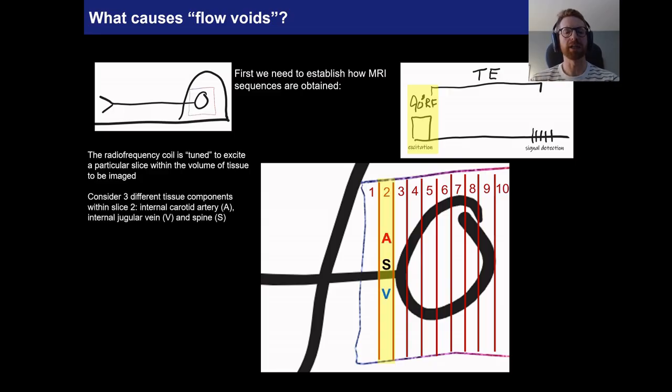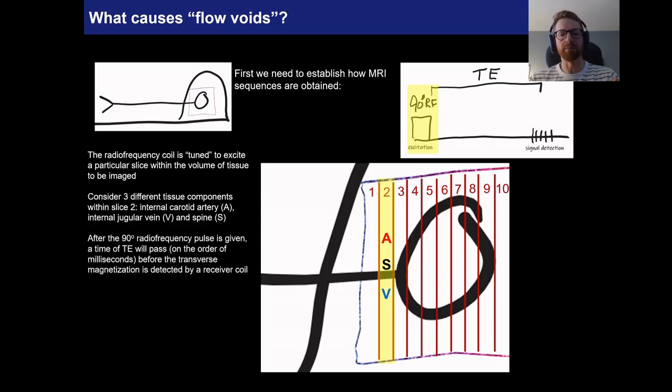And let's just consider 3 components in this slice. The internal carotid artery, which we'll abbreviate as A, the internal jugular vein, which we're going to abbreviate as V, and the spine, which we'll abbreviate as S. So those are the only 3 things that now have transverse magnetization: the internal carotid artery, the spine, and the internal jugular vein. Even though eventually we're going to image the rest of the patient's head and upper neck, at this point, all of the magnetization is in the longitudinal plane, and therefore we can't detect it. The only signal that we potentially could detect has come from slice 2.